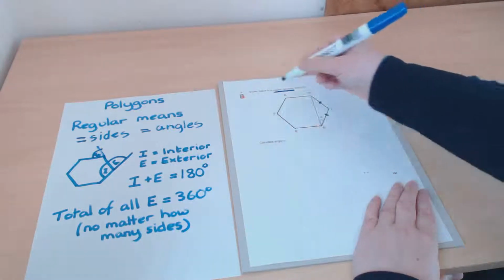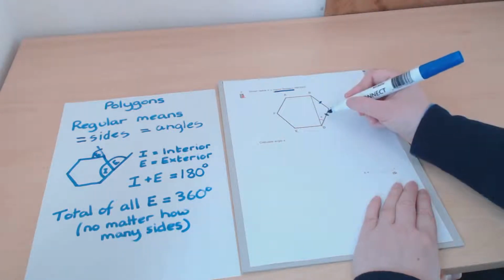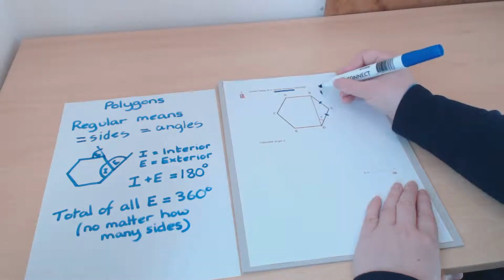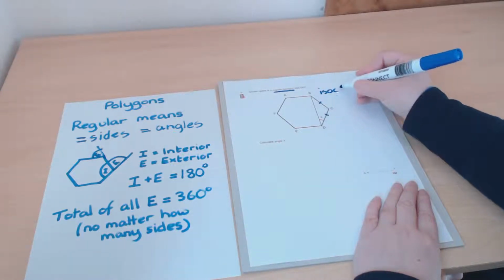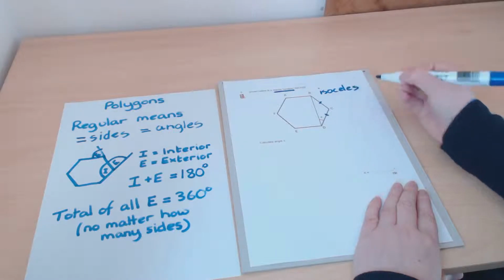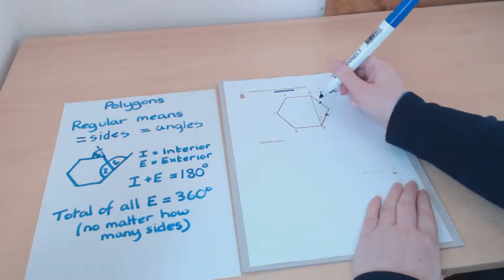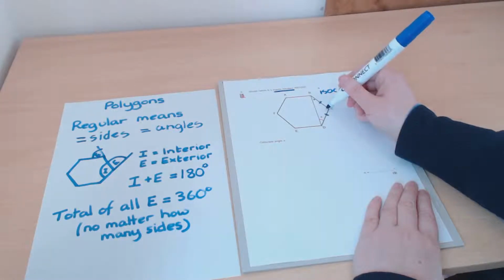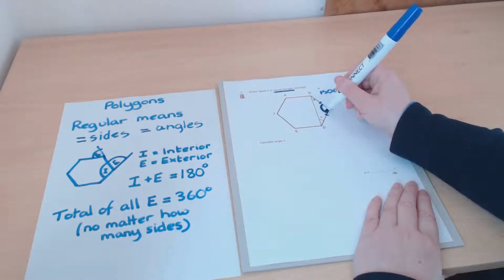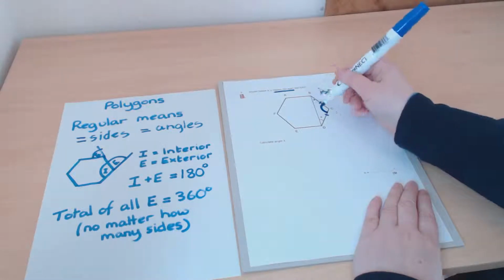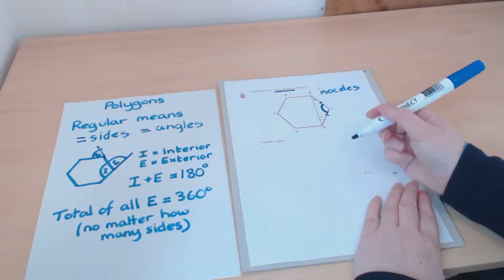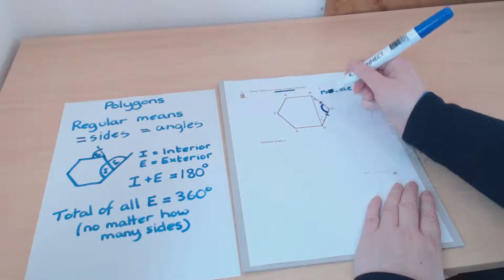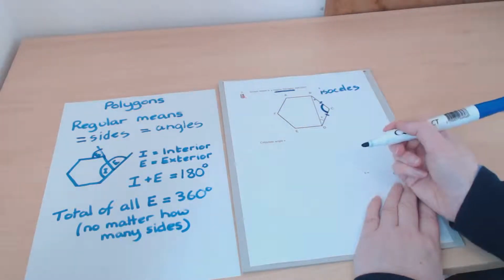Now, I don't really much care about the other sides, but the fact that these two are the same length means that we've now got an isosceles triangle. So that means that this angle and this angle are the same. So if I could work out this angle here, then I could work out these angles here. Now this angle, of course, is the interior angle of this regular hexagon.